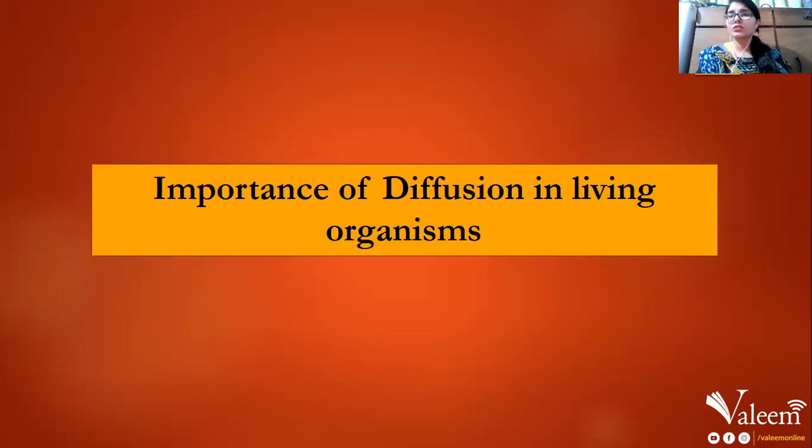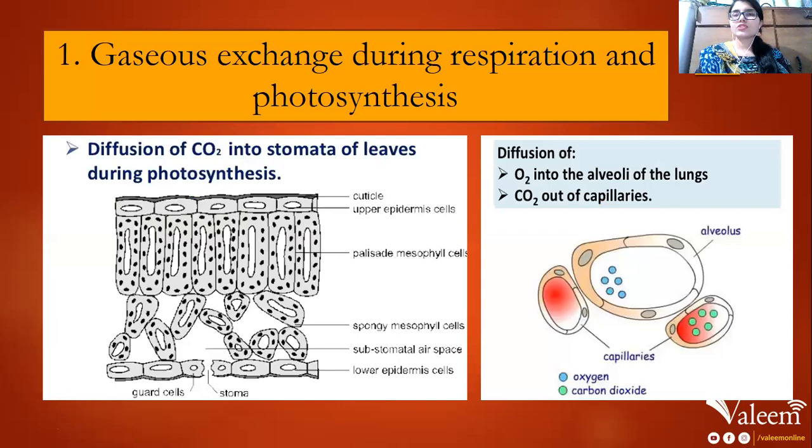Okay, what is the importance of diffusion in living organisms? There are many. The first one is gaseous exchange during respiration and photosynthesis. We all know that respiration and photosynthesis are very important processes that take place in living organisms. Respiration takes place in animals and humans, and photosynthesis takes place in plants.